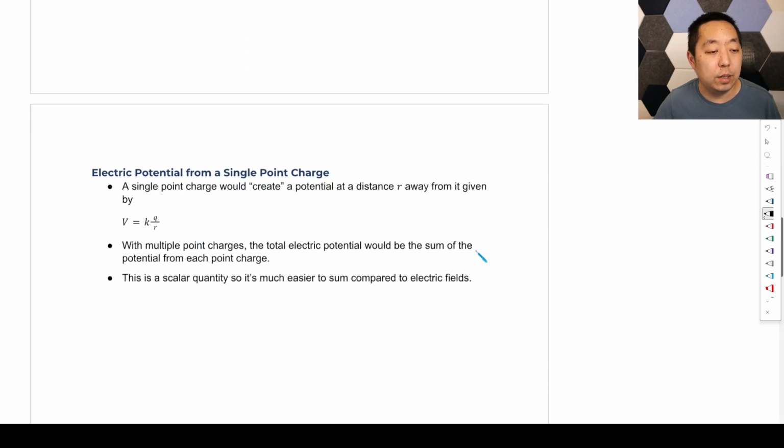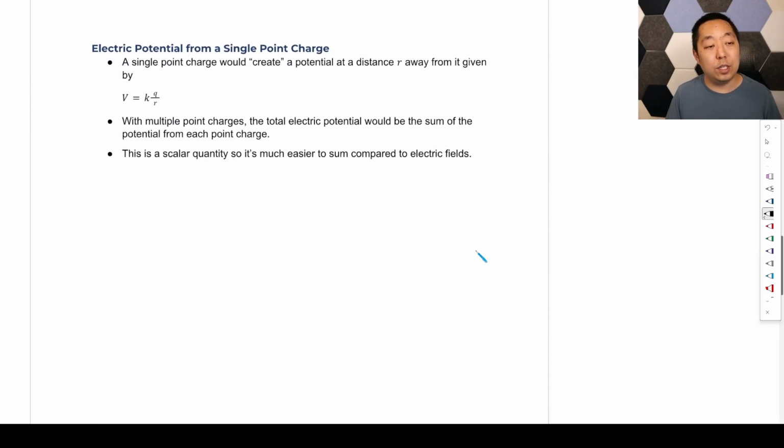Okay, so let's think about it. We'll go through some examples here in a second. A single point charge would create a potential at distance r away: V equals kq over r. Let's derive where that comes from.